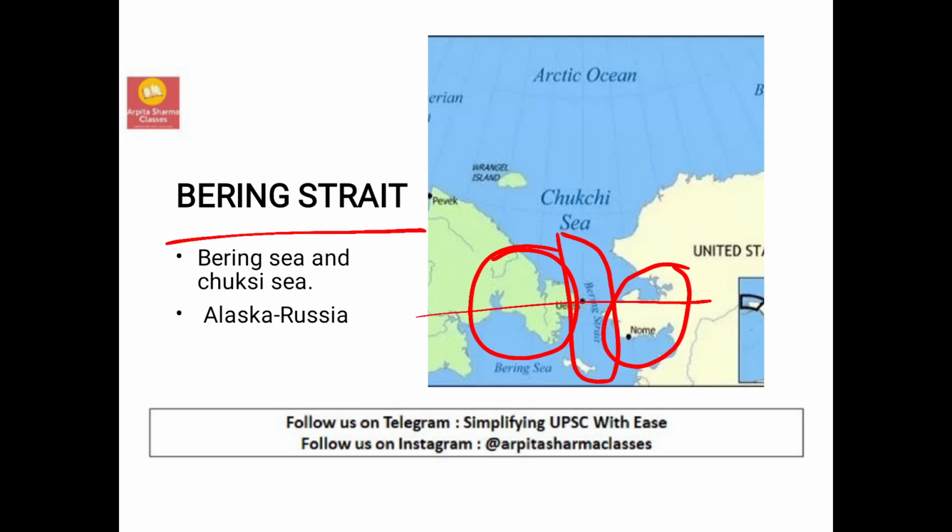It connects the Bering Sea with the Chukchi Sea. This question was also there in one of the test series that I had read for the examination. So the Bering Sea and the Chukchi Sea are connected by the Bering Strait. It is present between Russia and the United States. Which state of the United States? Alaska.